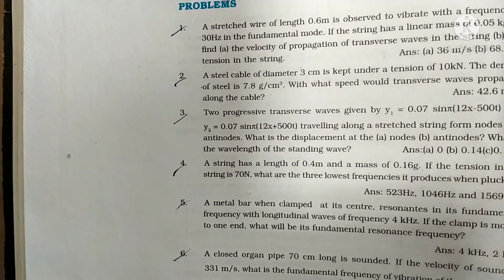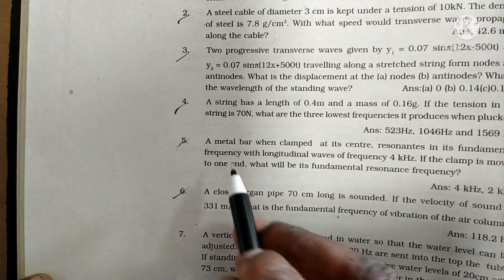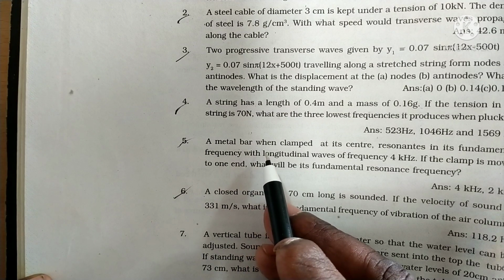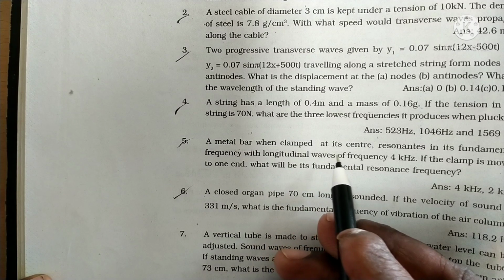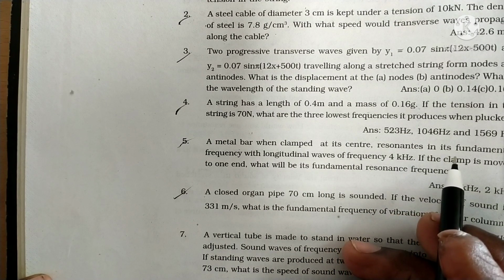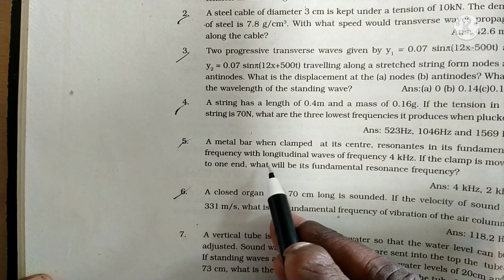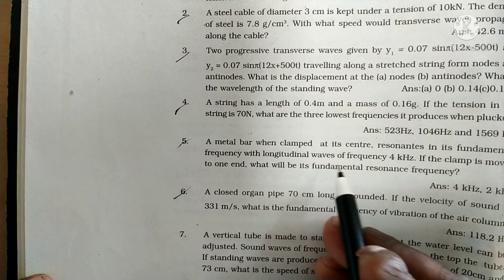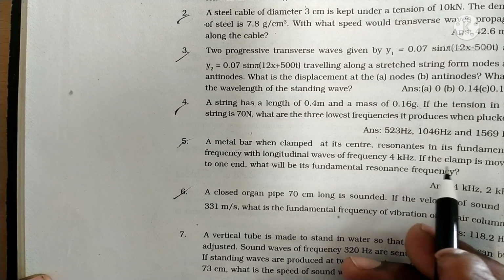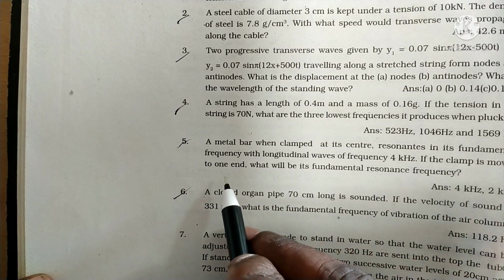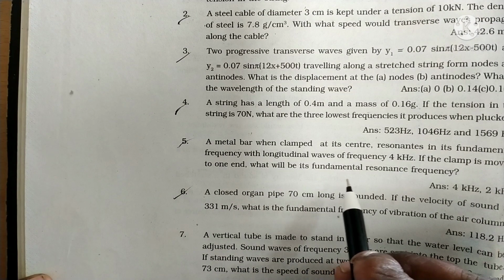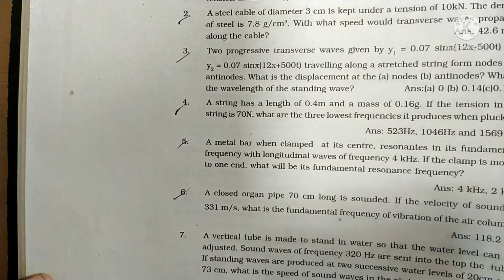Next, the fifth problem is: a metal bar, when clamped at its center, resonates in its fundamental frequency with longitudinal waves of frequency 4 kHz. If the clamp is moved to one end, what will be its fundamental resonance frequency?